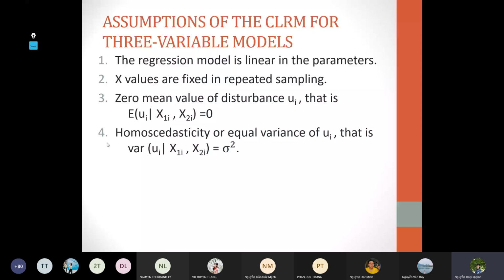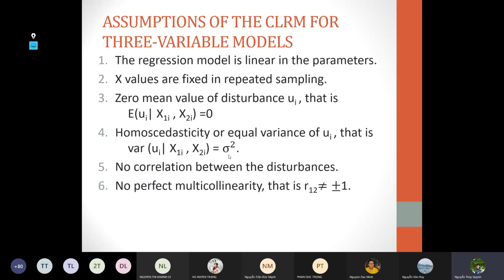We use sigma square as the name for the variance of the disturbance UI in the course. The fifth assumption here is that we have no correlation between the disturbances. So the value of the disturbance in one observation has no correlation with the value of the disturbance in another observation. They are independent.